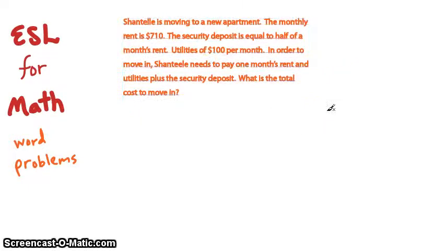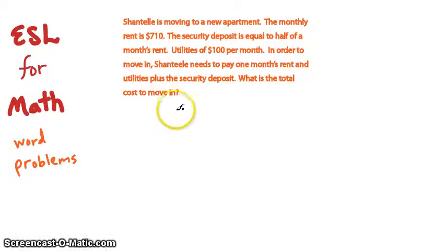So let's look at this problem. I'll go ahead and read it. Chantel is moving to a new apartment. The monthly rent is $710. The security deposit is equal to half a month's rent. The utilities are $100 per month. In order to move in, Chantel needs to pay 1 month's rent and utilities plus the security deposit. What is the total cost to move in?